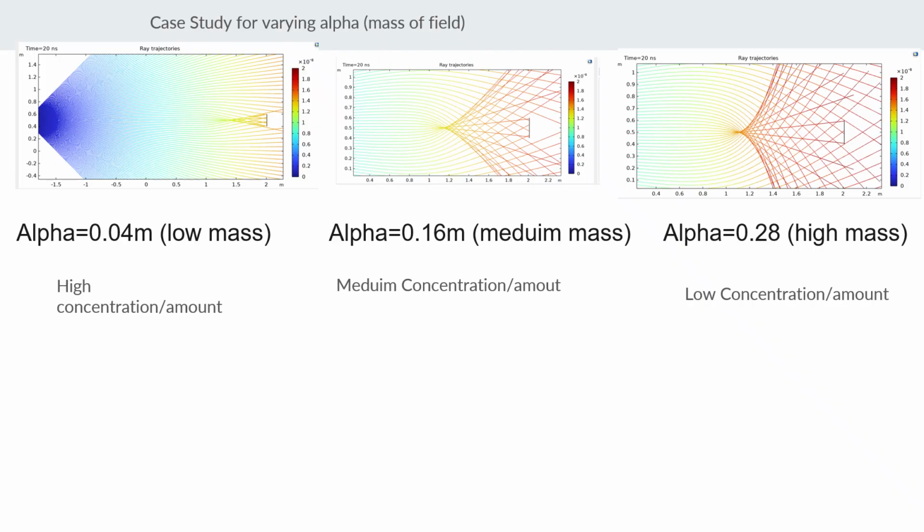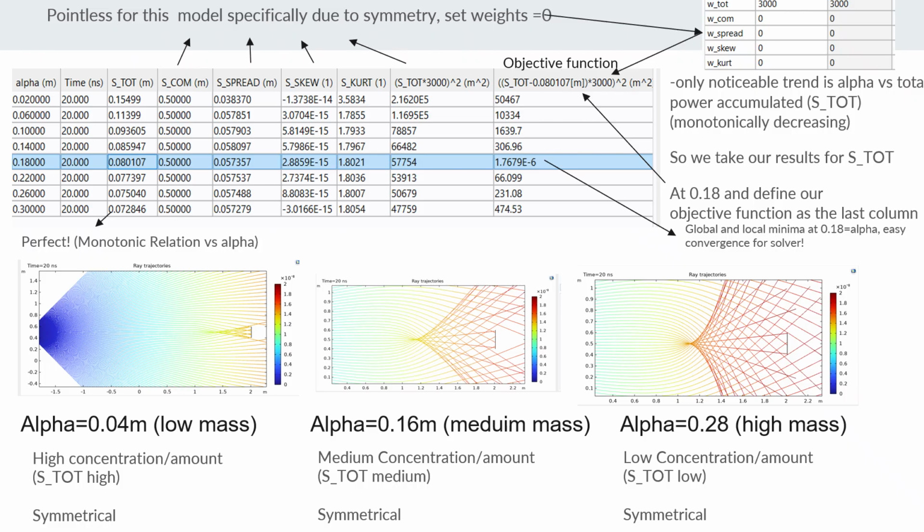And so for another case study where we're only varying alpha, here we see that as we increase alpha, the concentration and total amount of rays hit go down. And the only variable that has a stable relationship throughout alpha is the total, because all of the other ones rely on convergence or symmetry. And as you can see, it has a perfectly monotonically decreasing relationship.